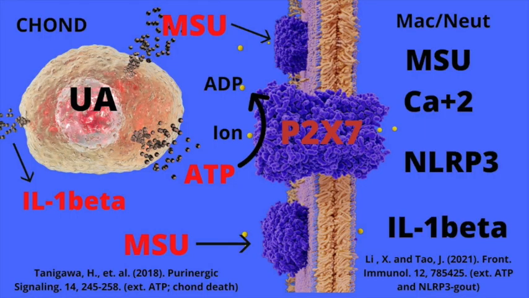We have vesicular ATP, which is released into the paracellular space by the ailing chondrocyte. The ATP activates the P2X7 receptor, which is an ion channel, and it begins pumping calcium ions into the innate immune cell. The combination of monosodium urate, calcium, IL-1 beta, and JNK1 results in the formation of the NLRP3 inflammasome. When you have all these events that come together, bam, you have the gout flare.